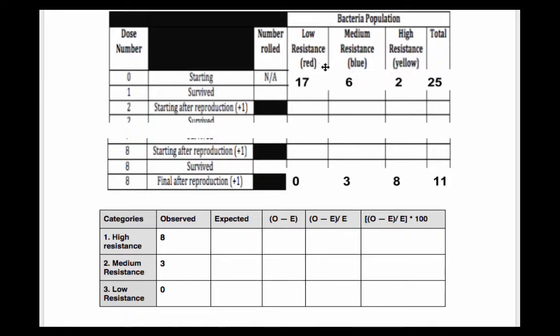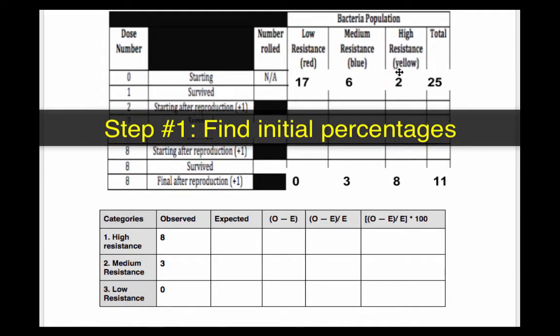For example, if the medium resistance was half of the population, or 50% of the population, in the beginning, then it should be 50% of the population at the end, which would be 50% of 11, which is 5.5. So how do we do the math? Well, the first thing we're going to do is find out the initial percentages of each type of bacteria.